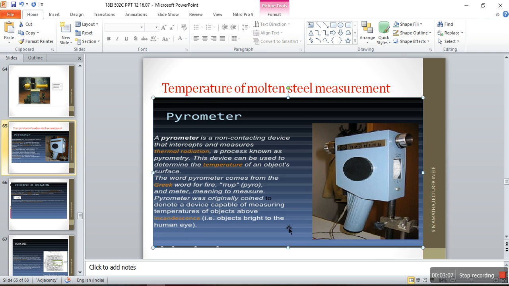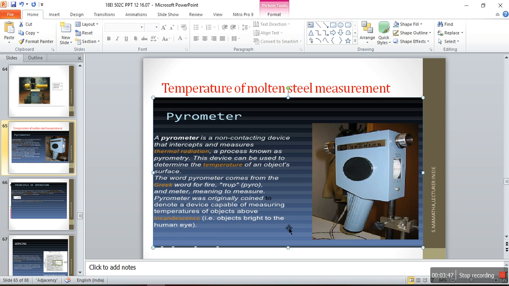But the pyrometer is a non-contacting device that intercepts and measures thermal radiation, a process known as pyrometry. This device can be used to determine the temperature of an object's surface. Wherever the temperature of an object's surface has to be measured, the device is not in contact with the body whose temperature we want to measure. That's why it is called a non-contacting device.